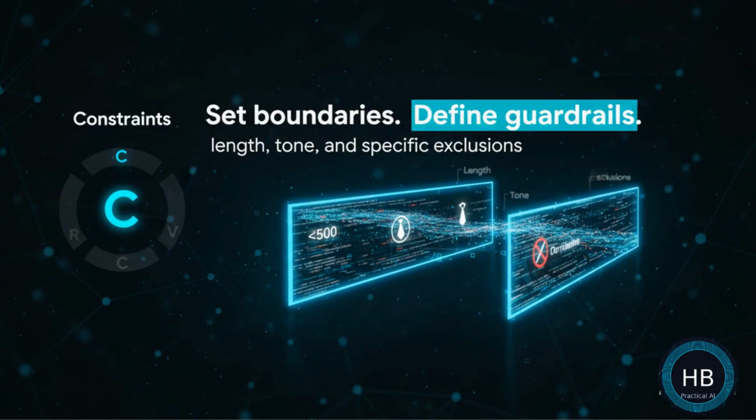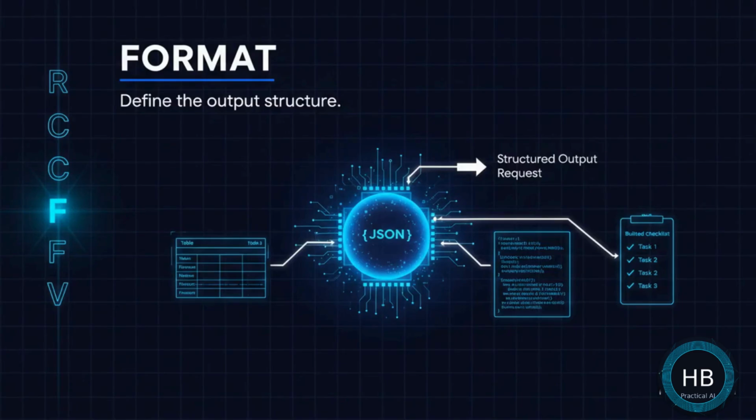You're setting the rules of the game: a max word count, a formal or casual tone, things that absolutely should not be talked about. Constraints are what force that precision and clarity we're looking for. Then we've got F for format. You know, don't let the AI decide how to give you the information back. You dictate the exact structure.